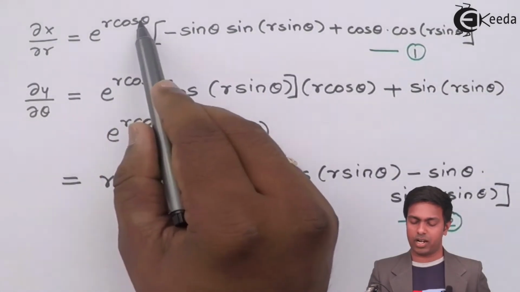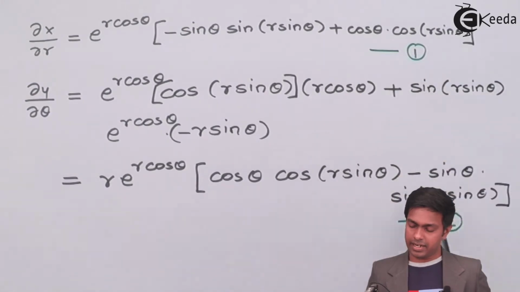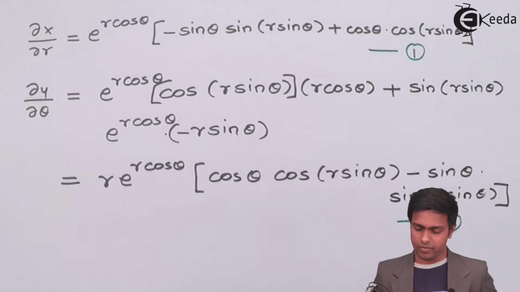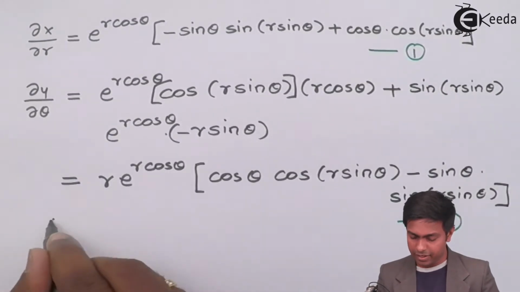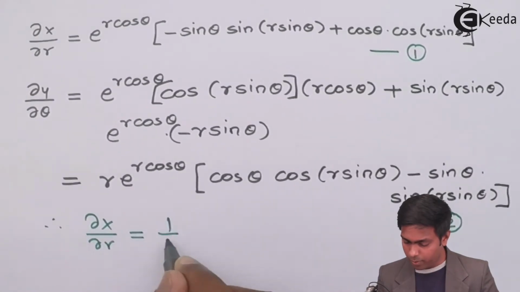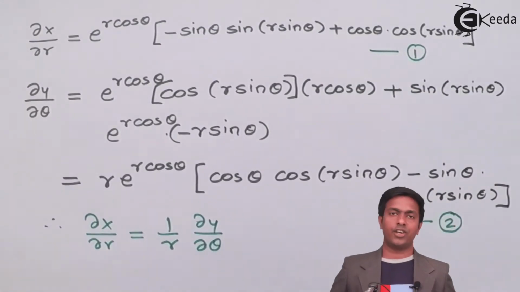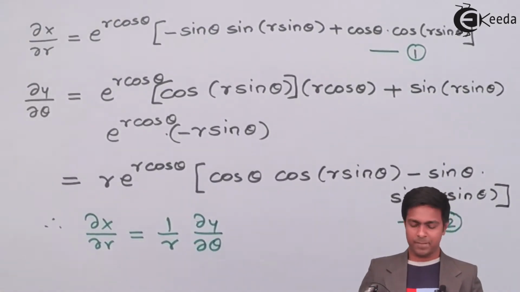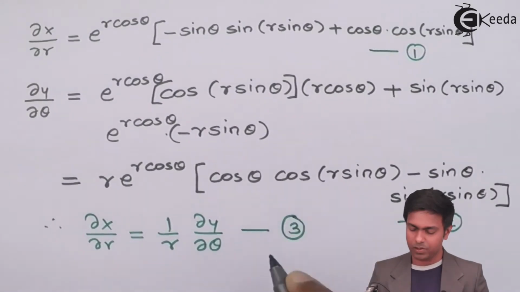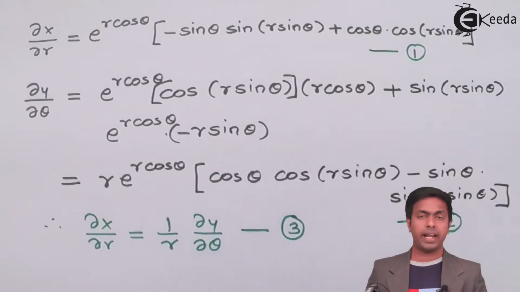See here, e to the power r cos theta is there, cos of r sin theta is there, and negative sin of r sin theta is there. So we can say that the value of del x by del r is equal to 1 upon r del y by del theta. And guys, here we got the first result. So we'll call this equation number 3. I got this result from the comparison of equation number 1 and 2.